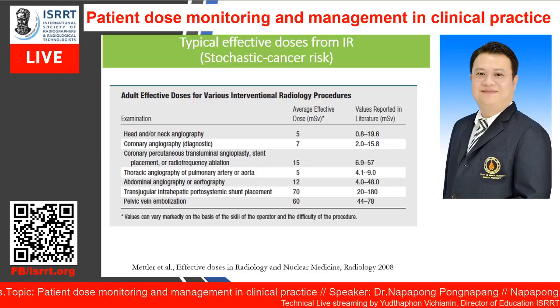If you look at typical effective dose from interventional radiology, effective dose relates to stochastic risk or cancer risk. If you look at IR, interventional radiology, you can see that if you do head and neck angiography, just plain diagnostic angiography, the dose is about 5 millisievert. But if you look at an interventional procedure like pelvic vein embolization, down at the bottom of the table, you can see that the dose is quite high. It's about 60 millisievert. It's quite alarmingly high.